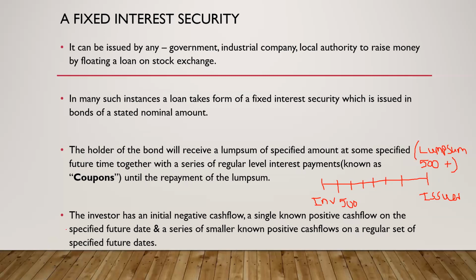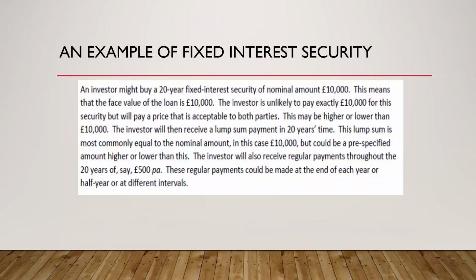So we'll look ahead at what they have mentioned here. So the investor has an initial negative cash flow, a single known positive cash flow on the specified future date, and a series of smaller known positive cash flows on a regular set of specified future dates. A series of smaller known positive cash flows means the series of interest or coupon payments that the investor is receiving for purchasing or investing in a fixed interest security. So this is the best example of a fixed interest security here.